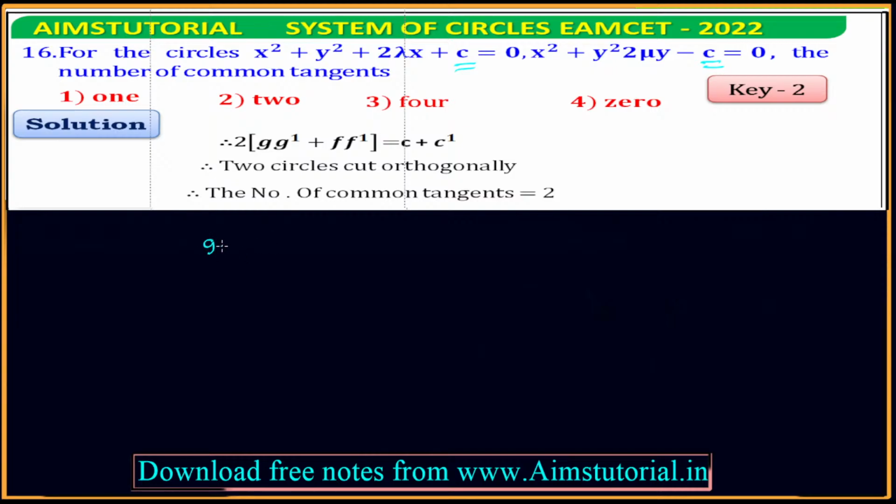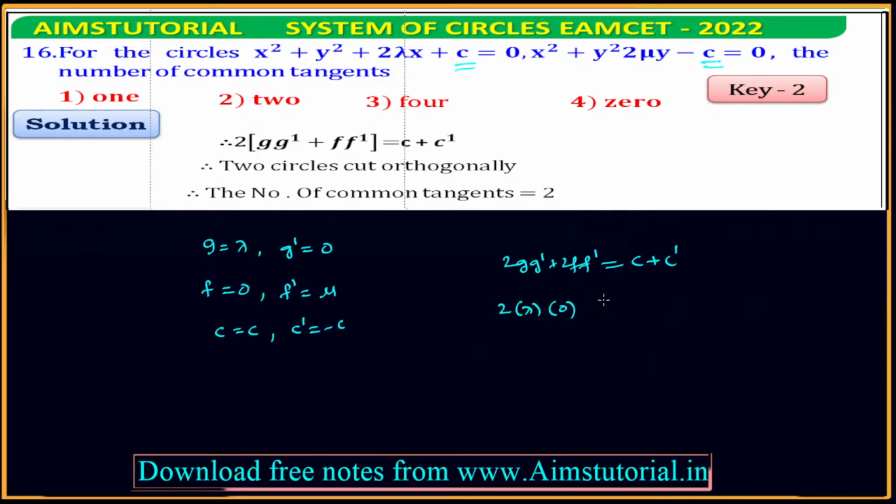I am doing it in detail. The value of g is lambda, and the value of g dash from the second circle is 0. The value of f is 0, and the value of f dash is mu. The value of c is c itself, and the value of c dash is minus c. The condition for orthogonality is 2g g dash plus 2f f dash equals c plus c dash. So 2 into lambda into 0 plus 2 into 0 into mu equals c plus minus c. That is 0 plus 0, and c minus c is 0. So 0 equals 0.